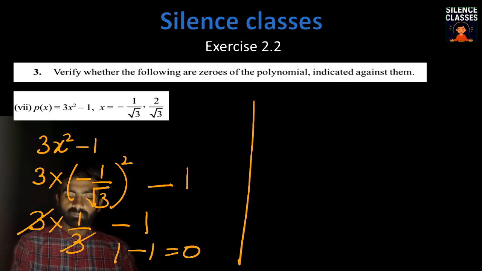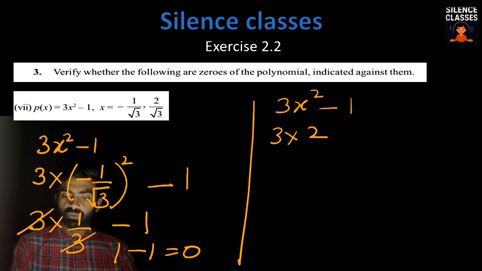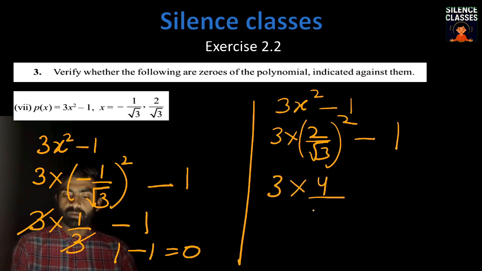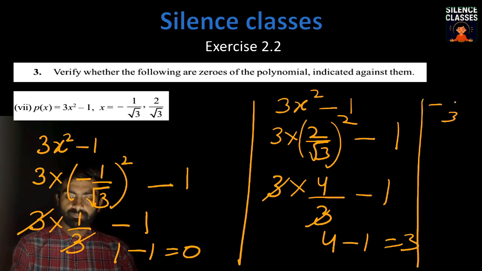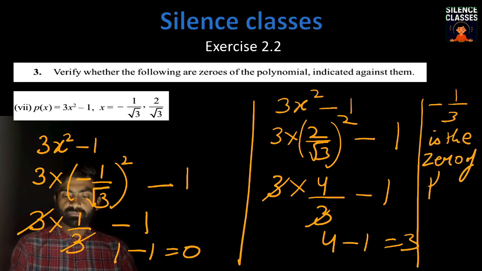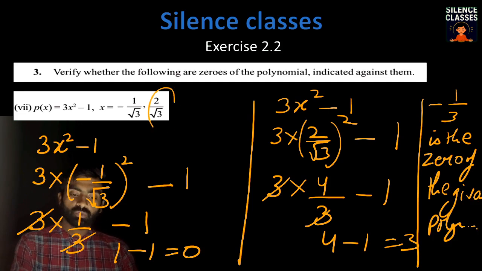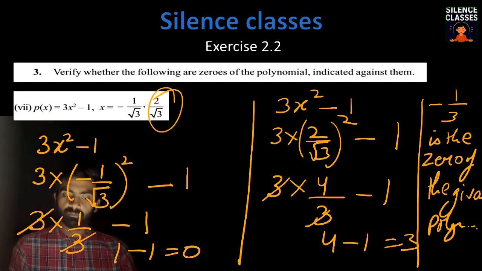Okay, now let's check it out. 2 upon root 3, so 3x square minus 1, 3 multiplied by 2 upon root 3 whole square minus 1, so it will become 3 multiplied by 4 upon 3 minus 1, so it will become 4 minus 1, it will become 3. So we can say minus 1 upon root 3 is the 0 of the given polynomial. Okay, 2 upon root 3 is not the 0 of the given polynomial.